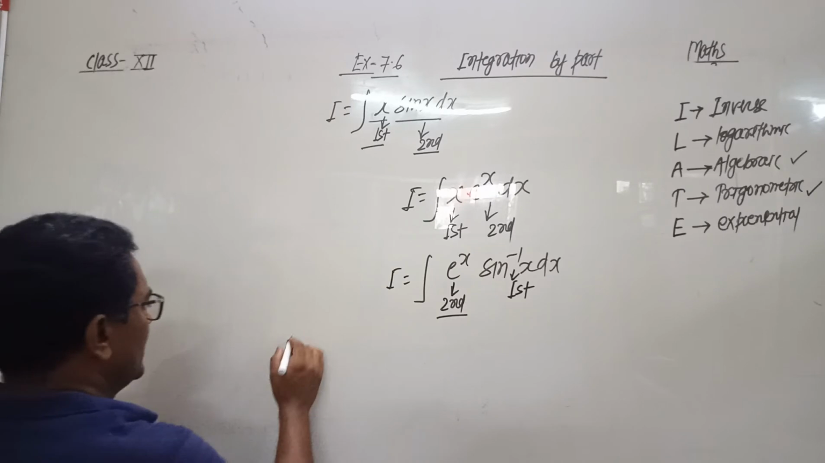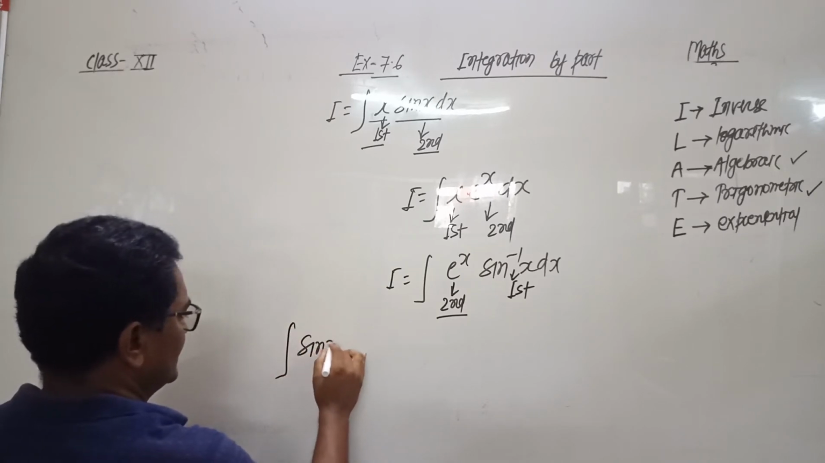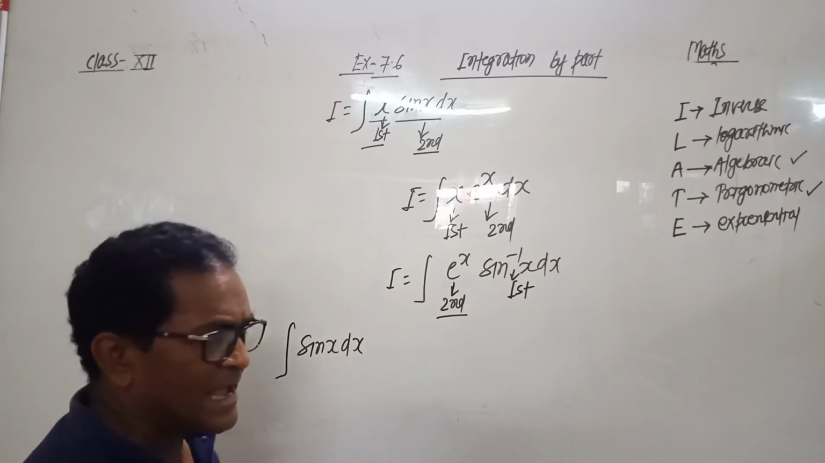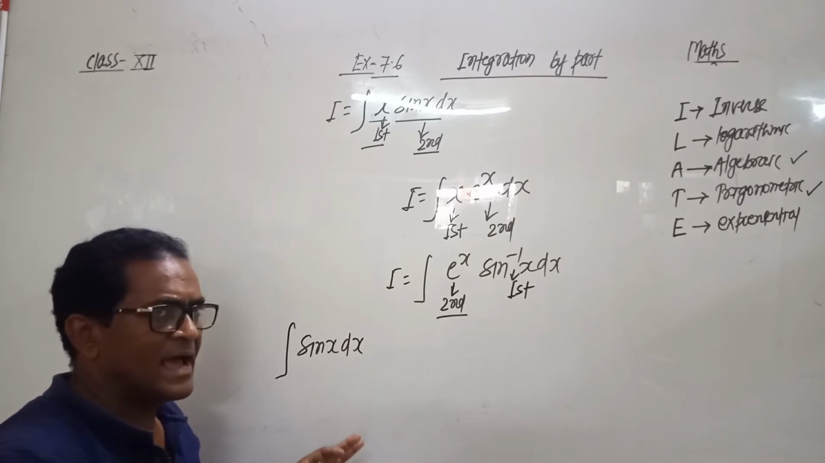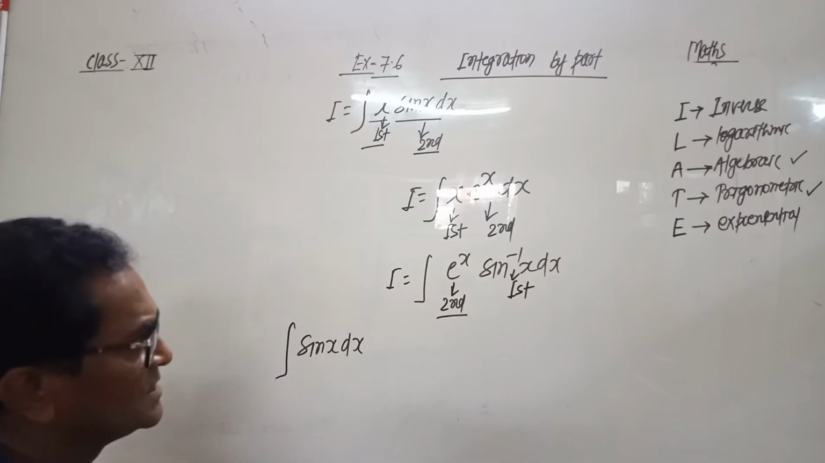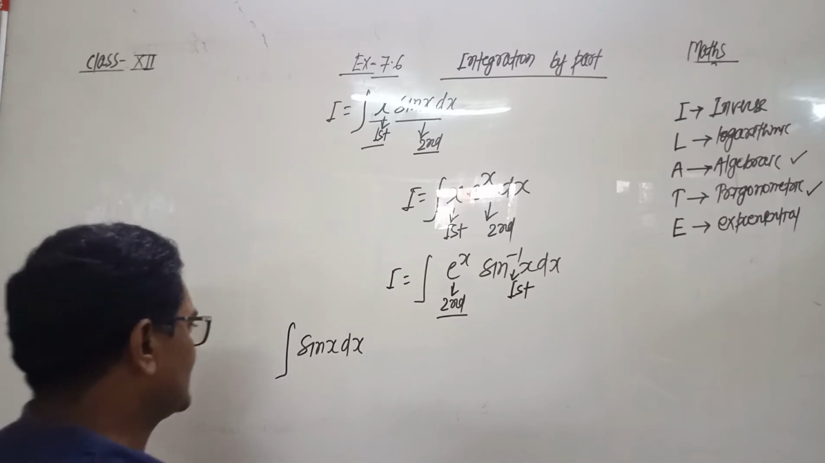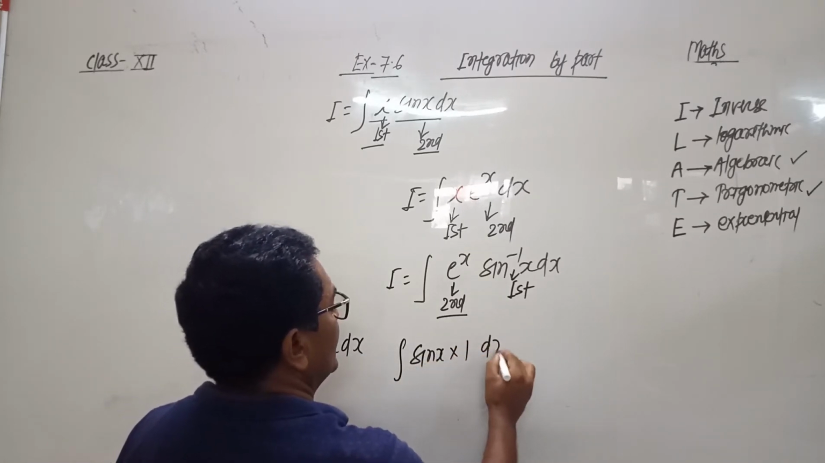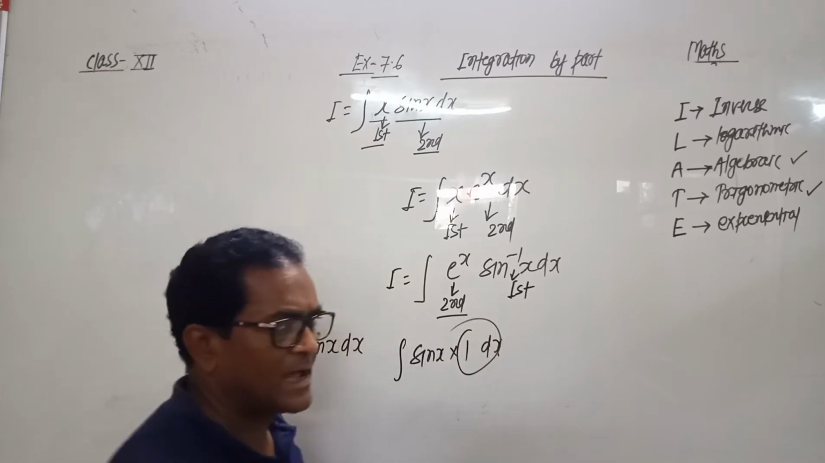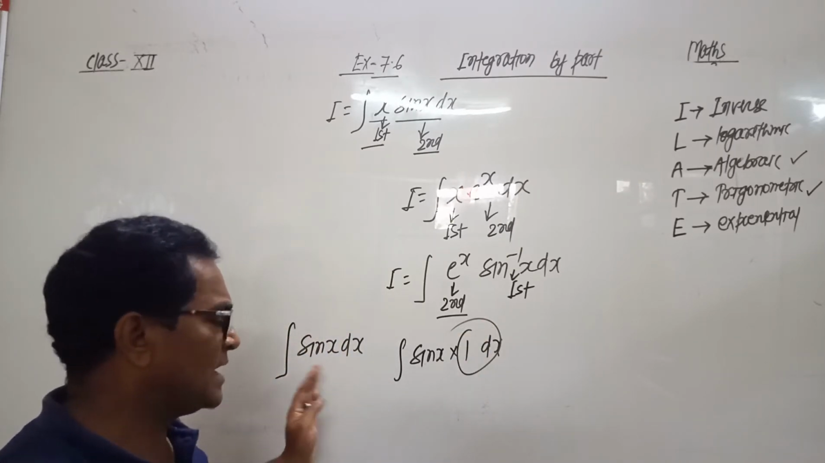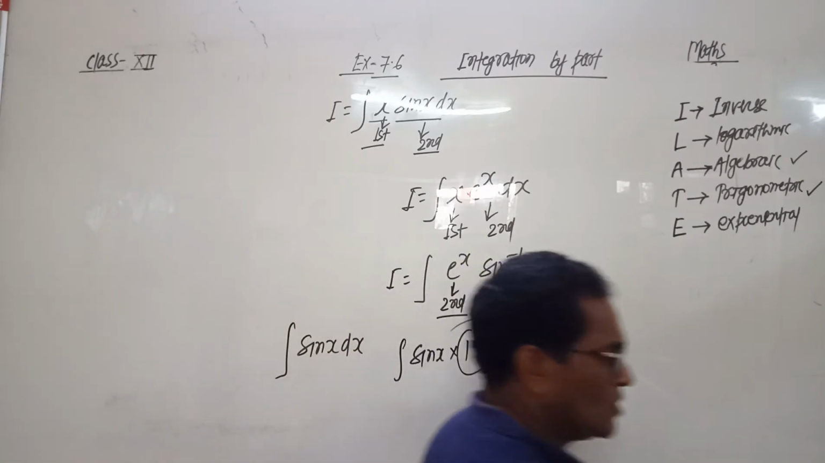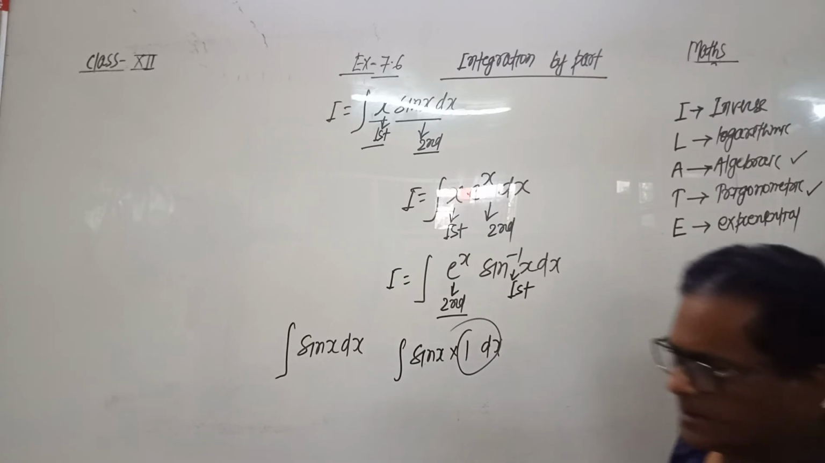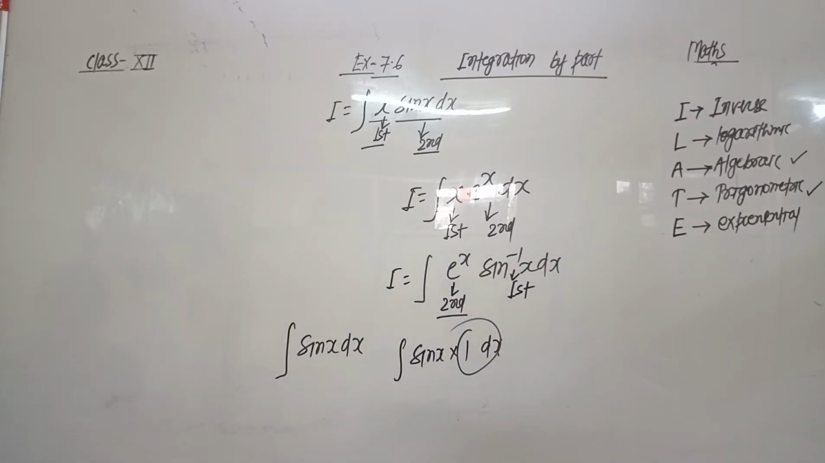If there is only one term like integration sin x dx, then we take the second function as 1 dx. So we can write sin x into 1 dx, and 1 dx would be taken as the second function, and the other function which is given would be taken as the first function. So this is the criteria to select the first function and the second function.